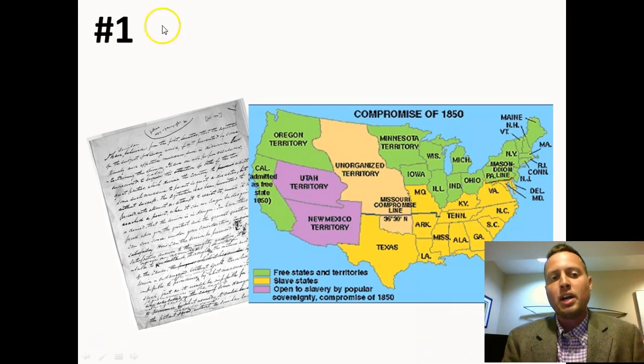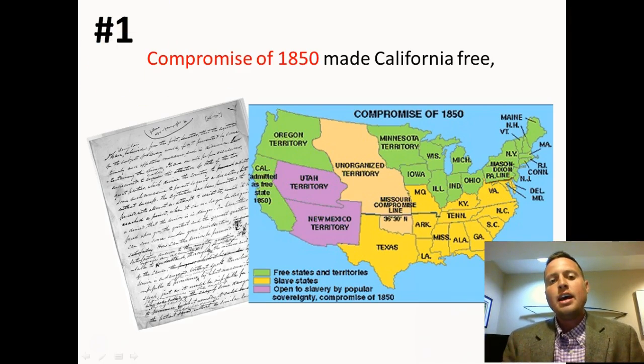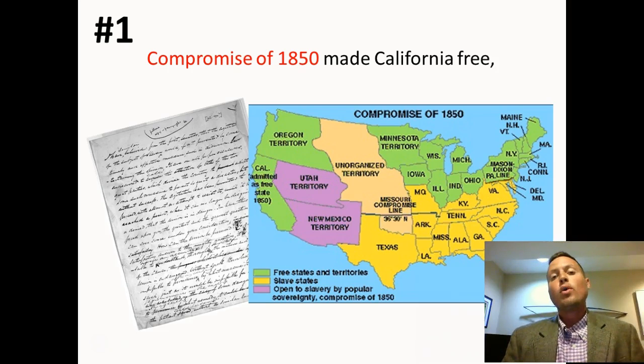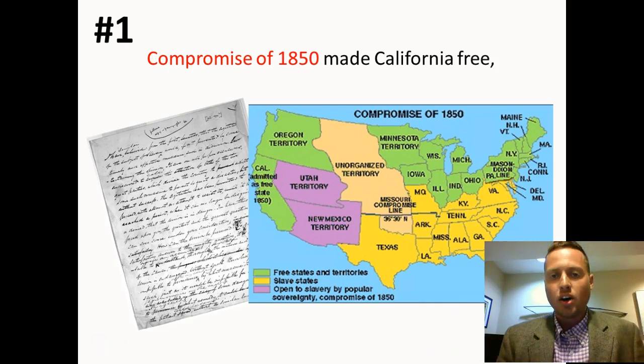Here we are with number 1. The compromise, write that in, the compromise of 1850. This is right after the Mexican-American War. Remember, the Mexican-American War gave the United States an enormous amount of land from the Treaty of Guadalupe Hidalgo. Now, one state that was emerging would be California. The question is California, is it going to be a free state or a slave state?